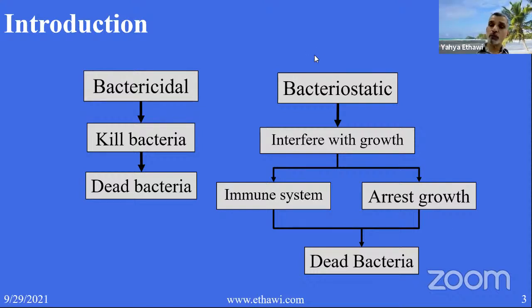So there are two types of antibiotics. There is bactericidal, which kills the bacteria and leads to death. And there is bacteriostatic. Both mechanisms of action interfere with the growth. So it either interferes with the immune system or arrests the growth. And therefore, if the bacteria is not growing, it cannot multiply, and they eventually die.